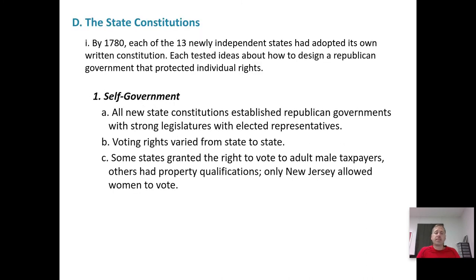Every state, every new state, former colony, started writing their own new constitution. We said, hey, we're not listening to the king anymore. We need our own system of government. So we came up with our own governments, our own constitutions. Every new constitution that was created by the states had the following things in them. The idea of self-government, that we were going to have a democracy, a republic. We were going to have legislatures with elected representatives. People were going to be able to vote.